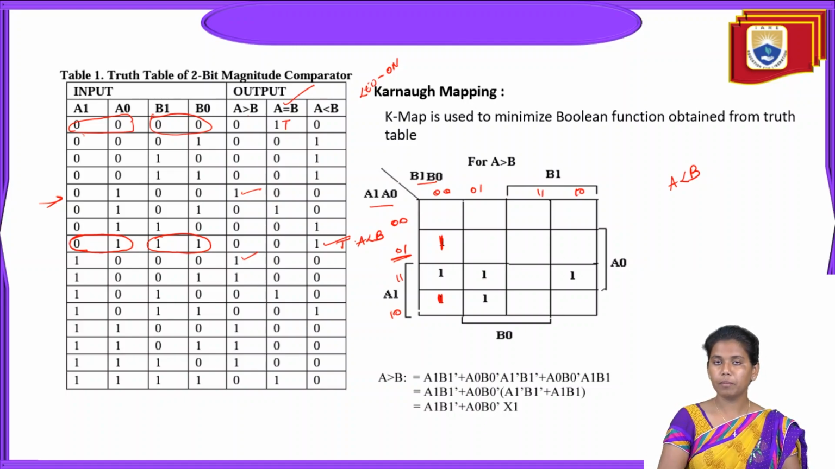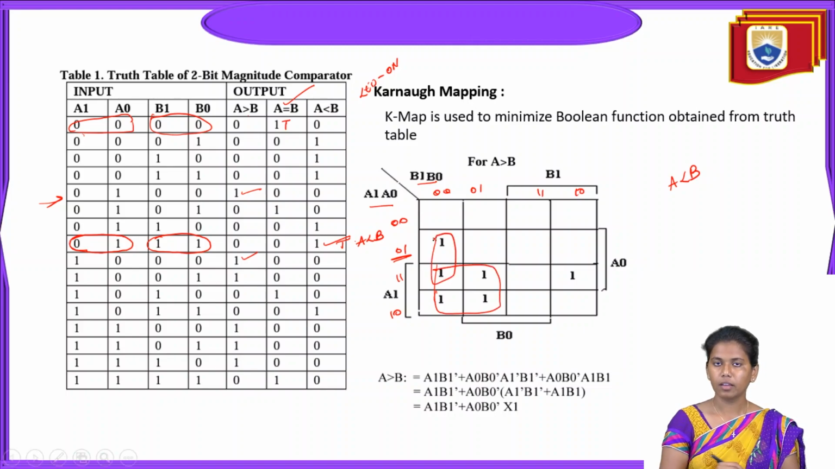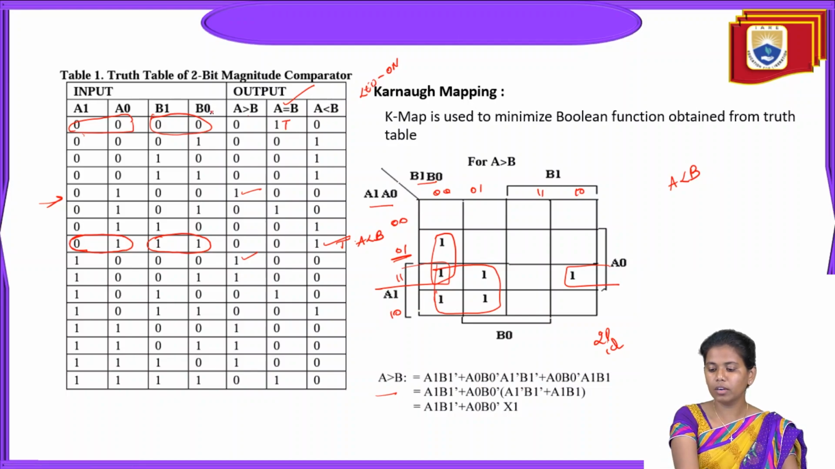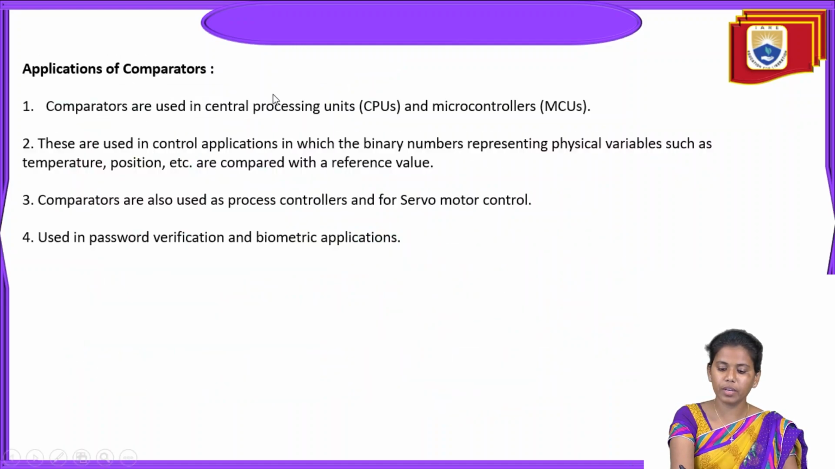So after drawing the K-map, we have to look for the combinations. So here how many combinations can I achieve? One quad I'm getting, and one pair I'm getting, right? And one more pair I can get. So totally 2 pairs and 1 quad. So from here, I'm achieving A greater than B in terms of A1 B1 bar plus A0 B1 bar X1, right? So similarly, the same way, we have to draw the K-maps based on the conditions. So this is for A equals to B.